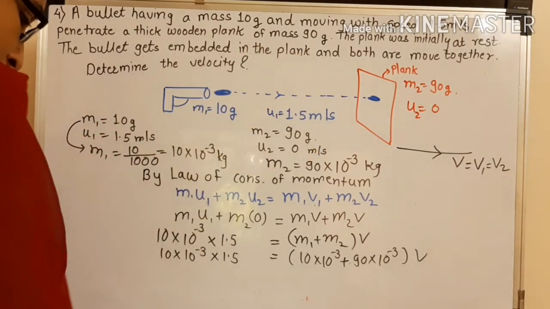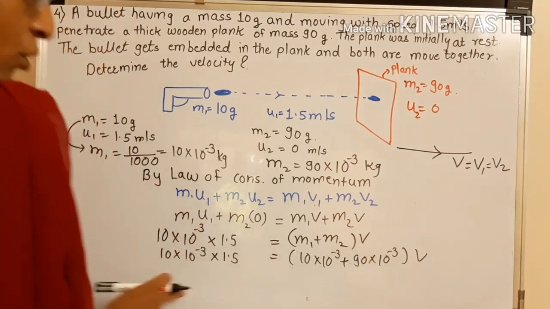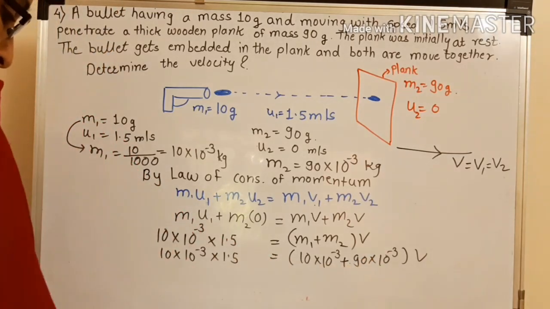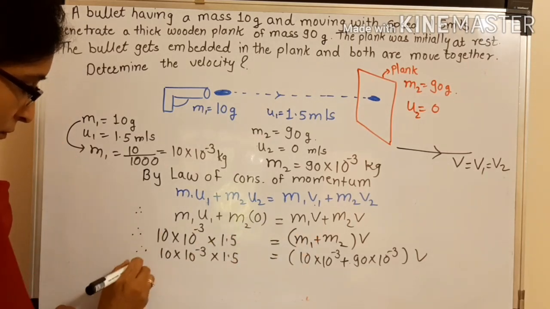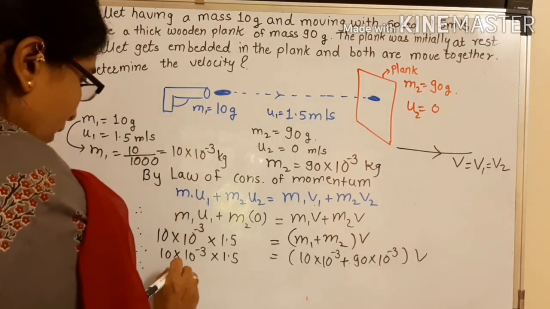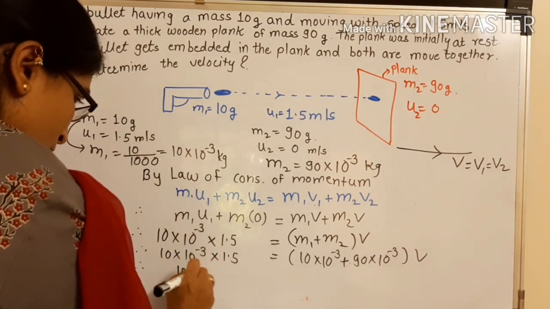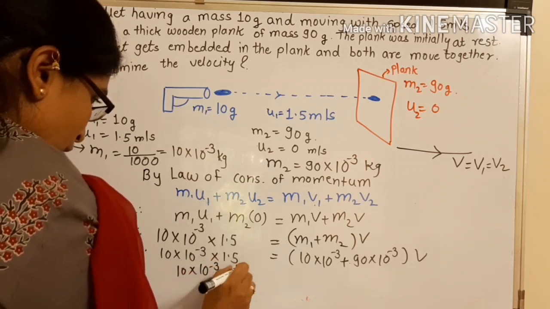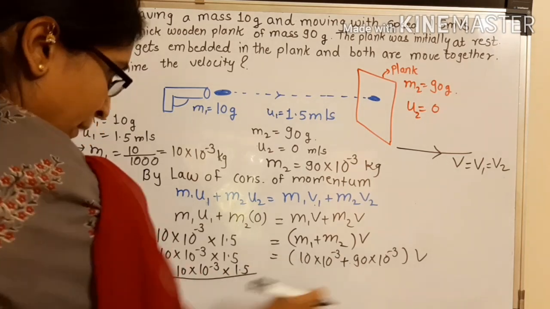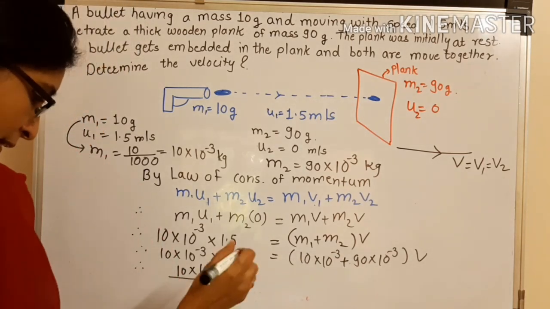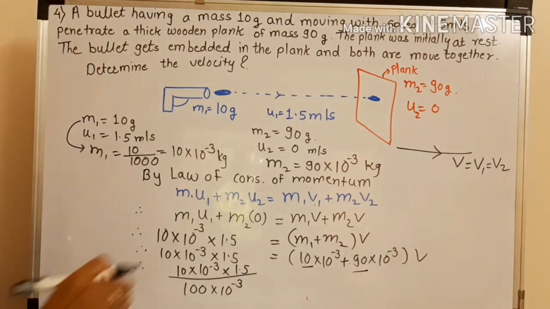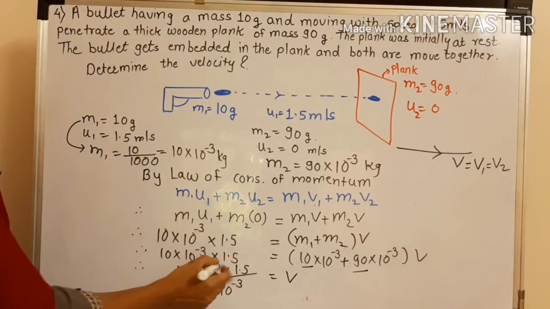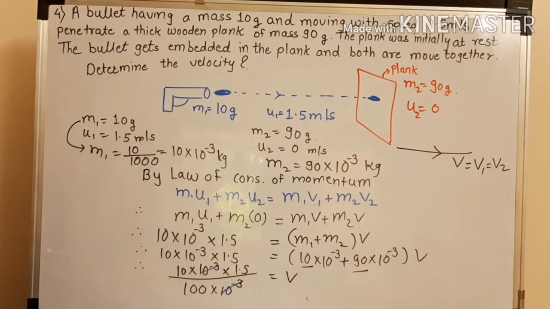So what is the answer? Take all these values to the left hand side. Only V is there. Therefore, 10 into 10 raised to minus 3 into 1.5, whole divided by 100, just add 10 and 90 which is 100, into 10 raised to minus 3, is equal to V. Now this 10 raised to minus 3 in the numerator and this 10 raised to minus 3 in the denominator will get cancelled.